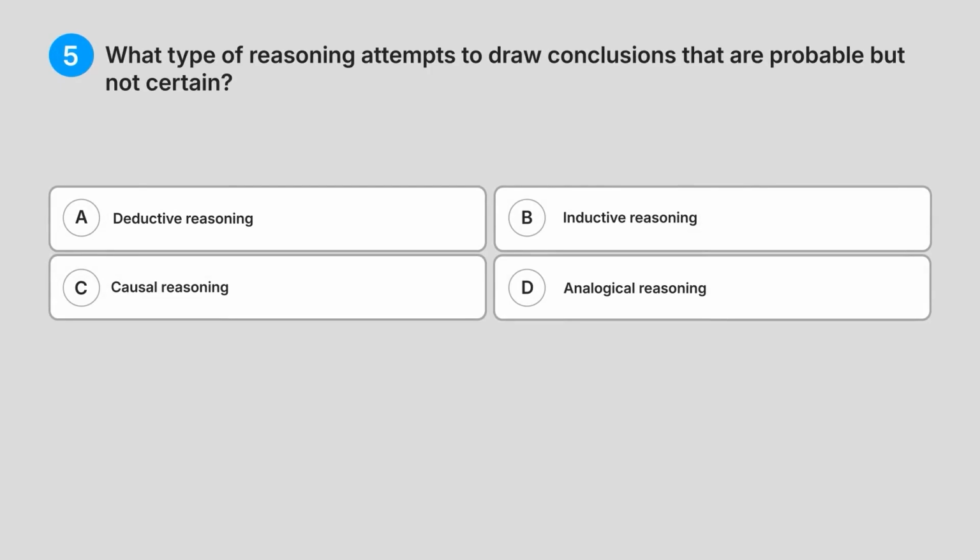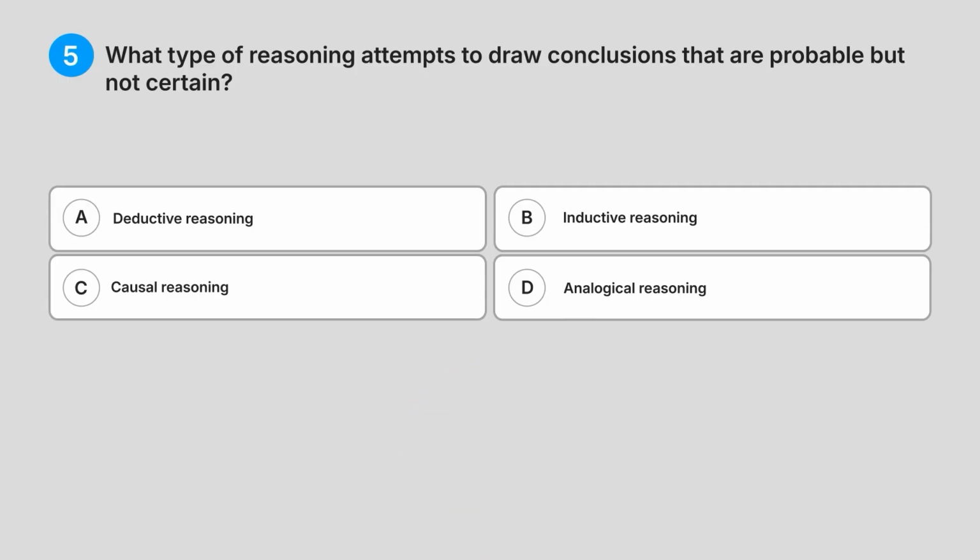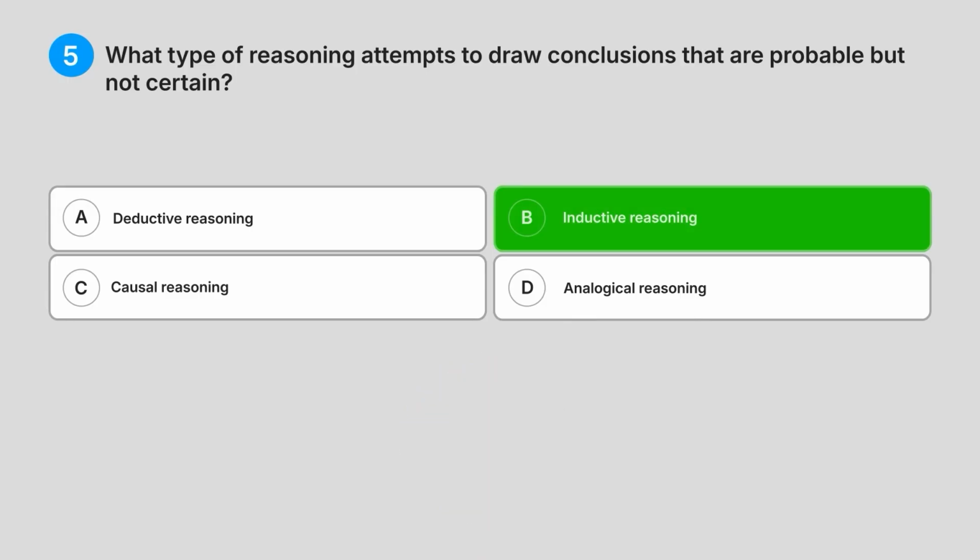5. What type of reasoning attempts to draw conclusions that are probable but not certain? A. Deductive reasoning. B. Inductive reasoning. C. Causal reasoning. D. Analogical reasoning. Can you guess the answer? Correct answer, B. Inductive reasoning.